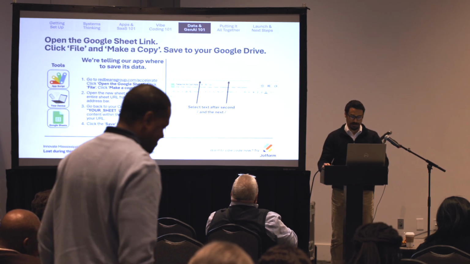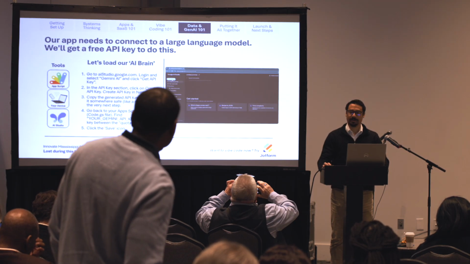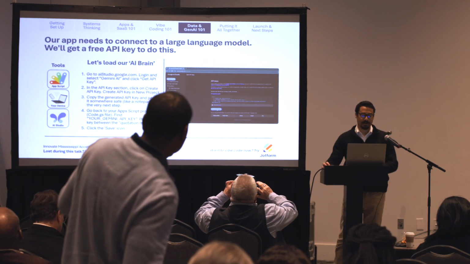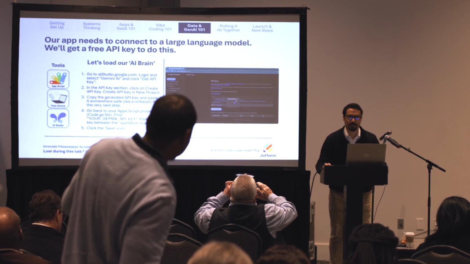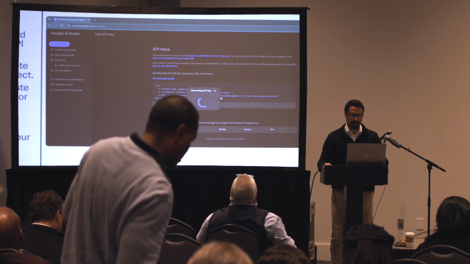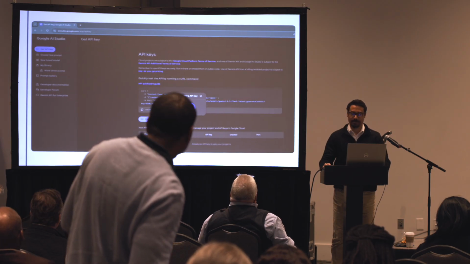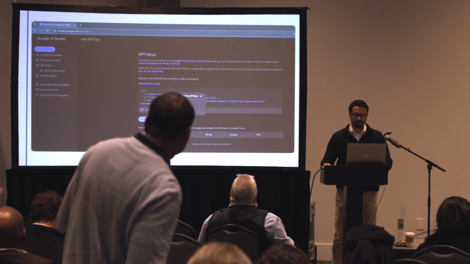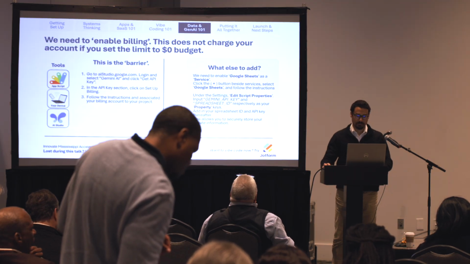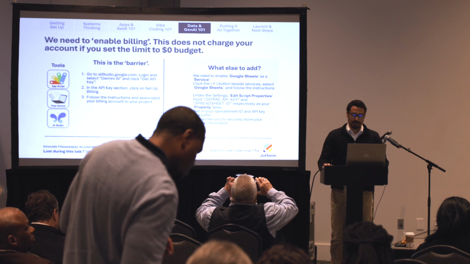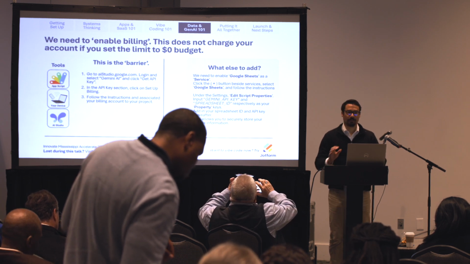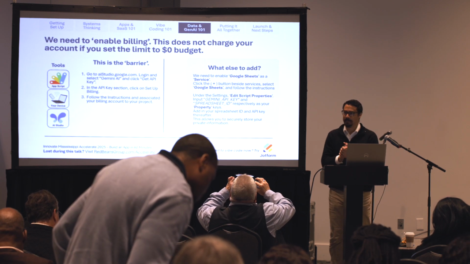Okay, and then the next step after that again is aistudio.google.com. Getting the API key. Okay, so now you've done that.